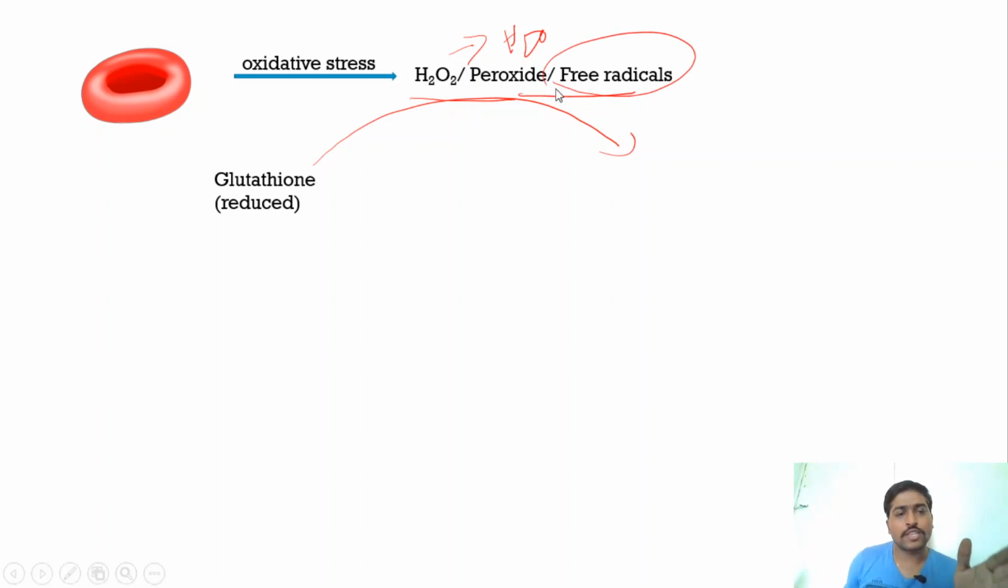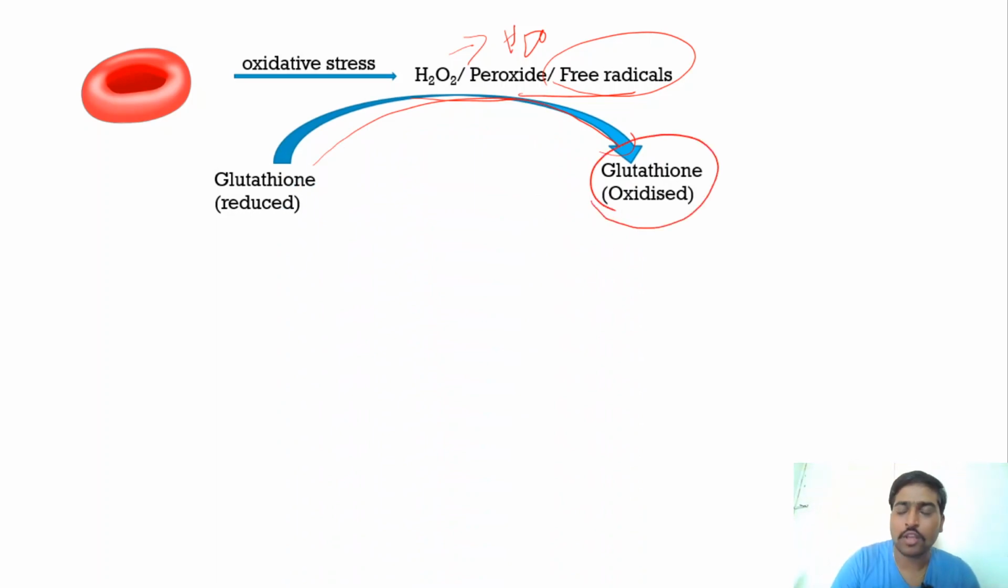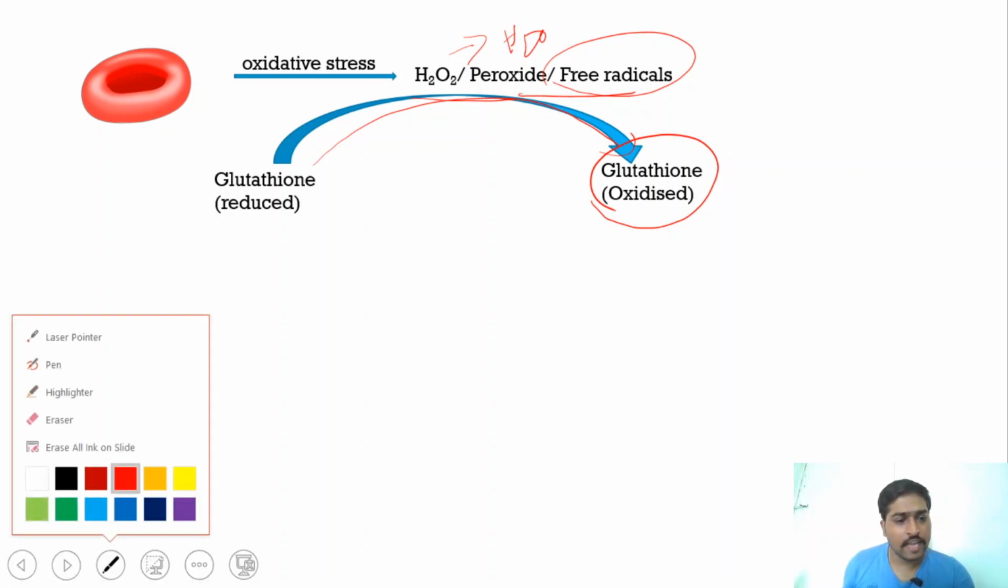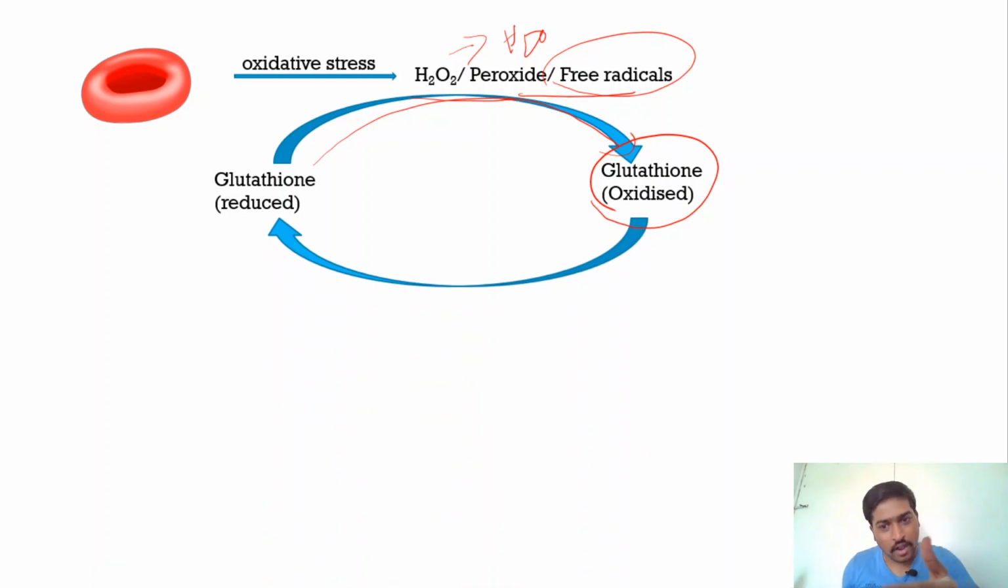This glutathione, which is in reduced form, after converting these free radicals will be converted into an oxidized form, whereas the amount of glutathione in the body is very less. So the amount has to be increased or regained. What does the cell do? The oxidized glutathione has to be reduced again, right? It is done by the enzyme called glutathione reductase.